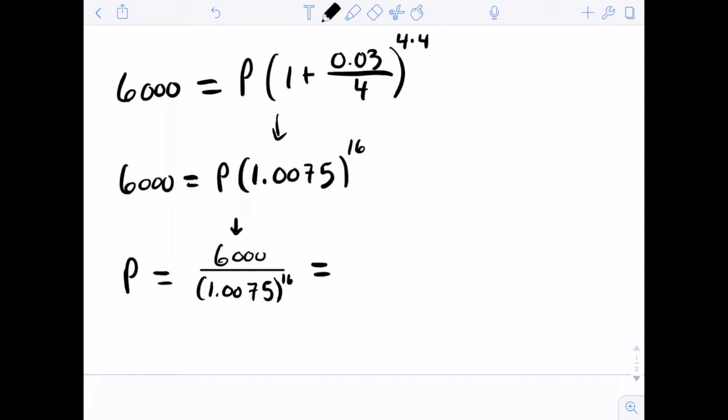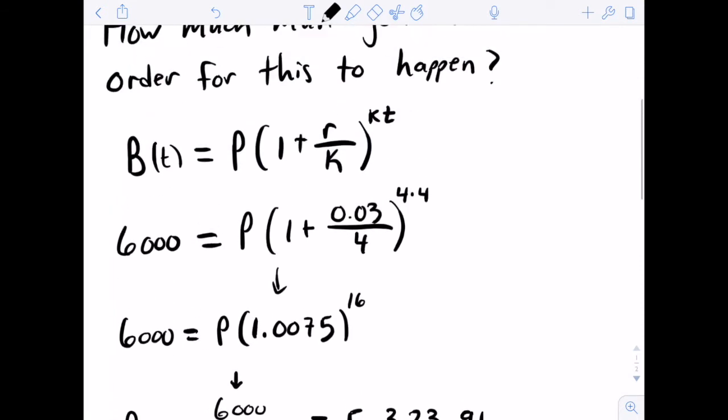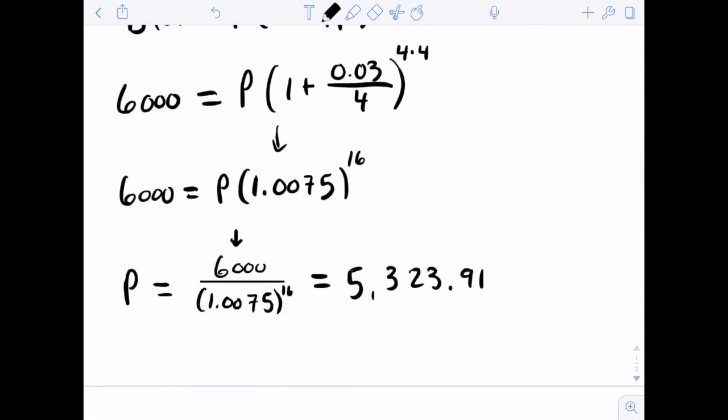And if you crunch that into a calculator, you'll get something close to $5,323.91. Okay, so that's how much you would need to invest in order for you to be able to get $6,000 at the end of 4 years.